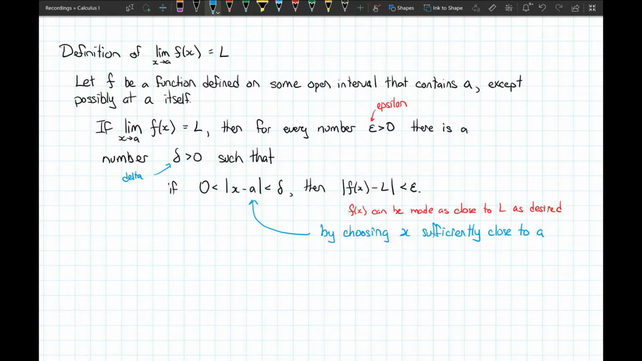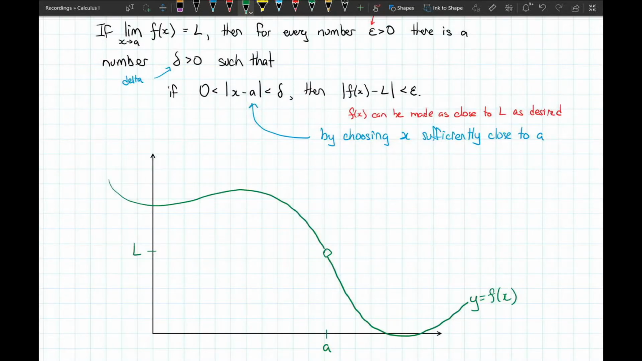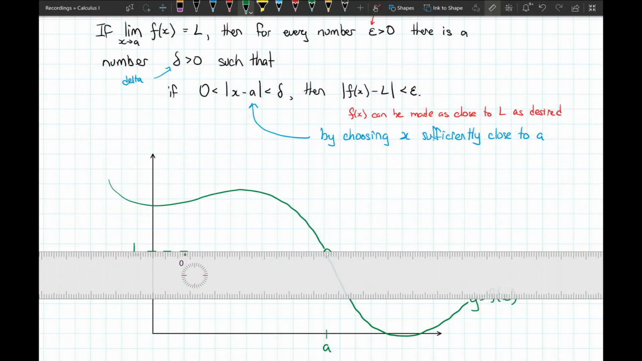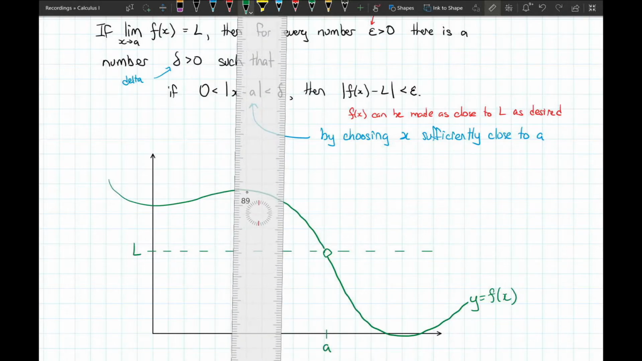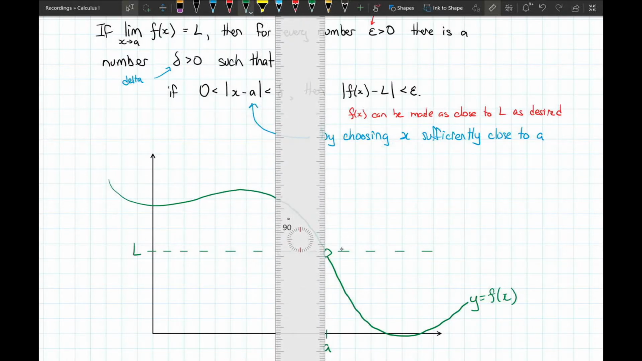All right, well, because now we're talking about distances vertically along the y-axis, and distances horizontally, maybe it's good to draw a picture here. And here I've got a function y equals f of x. And just by looking at the graph, you can see that the limit as x approaches a is equal to L. We can take a ruler here and we can draw a little dashed line. And we can see, sure enough, it seems to be able to be as close to L as we wish by choosing values of x sufficiently close to a.